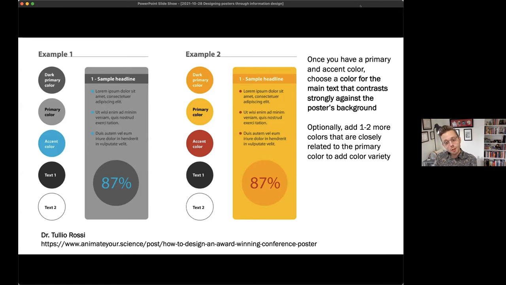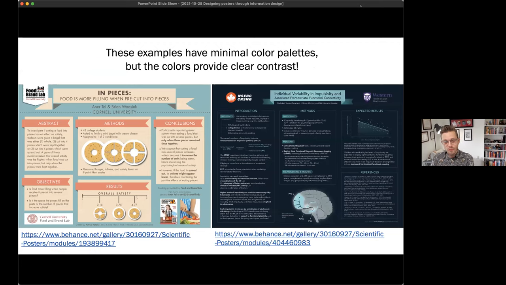So the smaller the color palette, the more readable your poster in general. Both of these posters demonstrate that, right? So both on the left and the right, we have very small color palettes, but the colors that are used in these color palettes provide really clear visual contrast. And that visual contrast is extremely important because then it's immediately clear what purpose these different colors in the color palette serve in the first place.